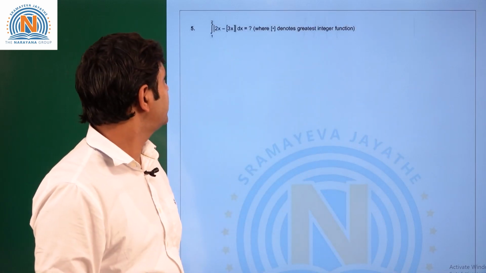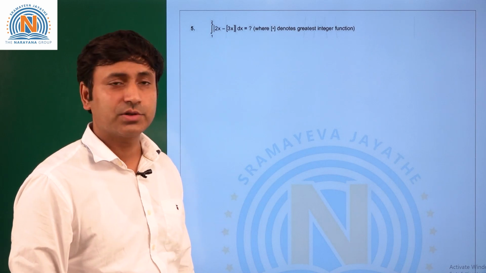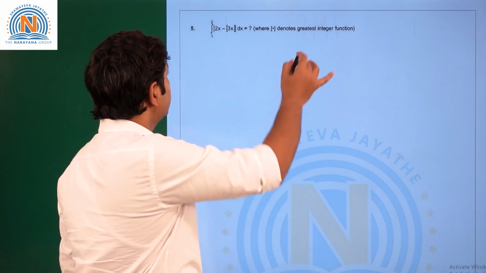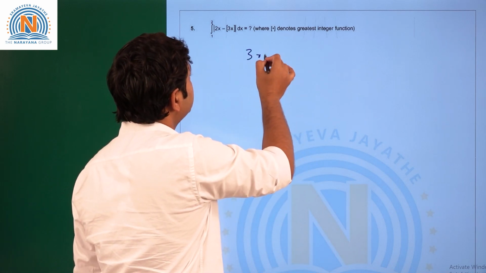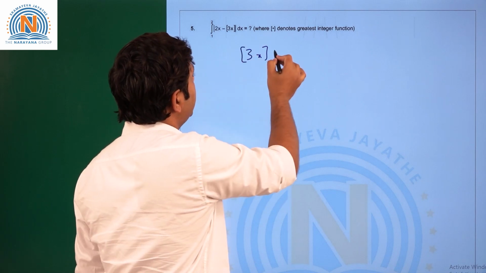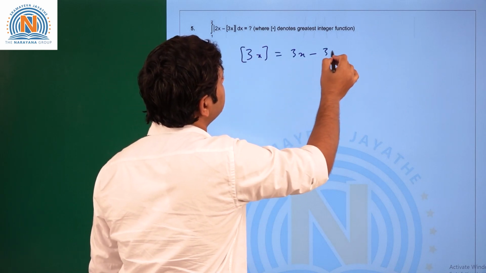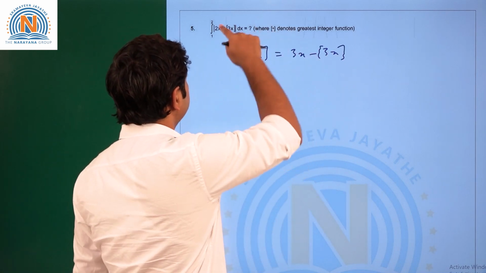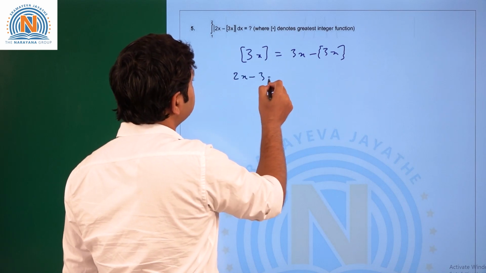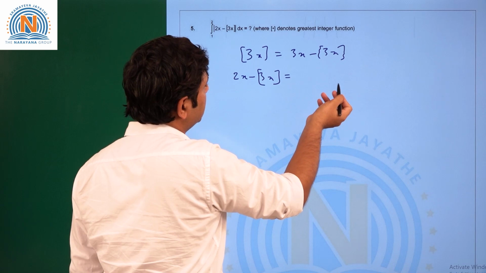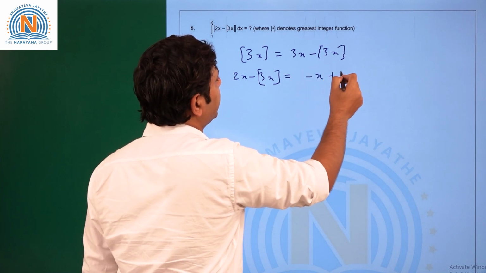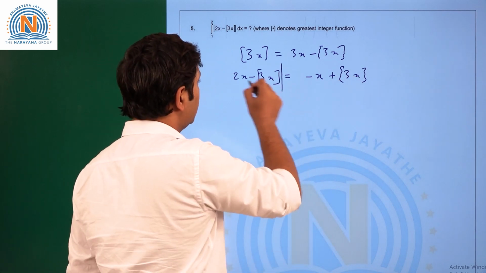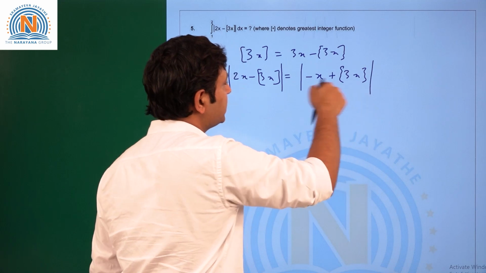We have an integral from 1 to 2 of 2x minus the greatest integer of 3x. The square brackets represent the greatest integer. Now, let us first write the greatest integer of 3x as 3x minus the fractional part of 3x. Substituting it back, 2x minus the greatest integer of 3x is minus x plus the fractional part of 3x. Applying mod.